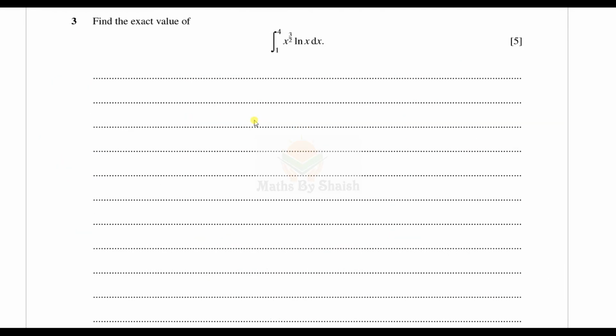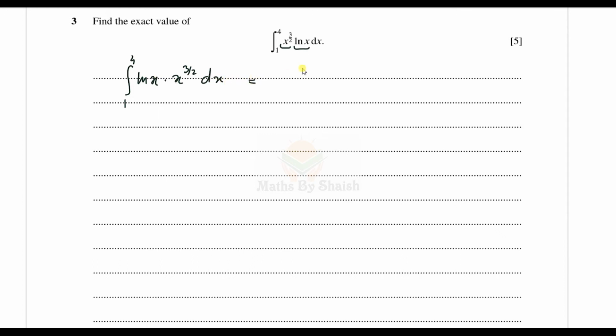Here's question number 3. Find the exact value of this. Exact value of this we need to find, and we have x to the power 3 by 2 and ln x. We know that whenever you have ln x and any other algebraic or exponential form, we need to take ln x as the first function. So we will write again it as ln x into x to the power 3 by 2 and dx, and then we'll use the integration by parts.